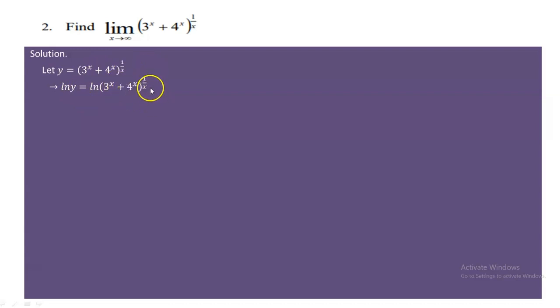So using the logarithm property, this 1 over x can come in front. And then we can have ln y is equal to ln of (3^x + 4^x) over x. Now let's take this limit.